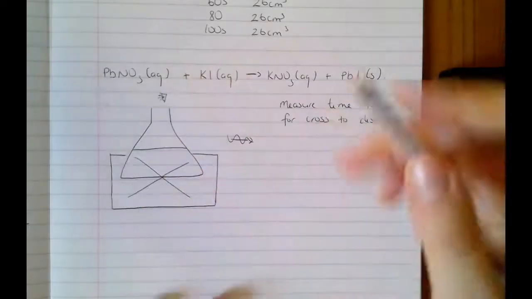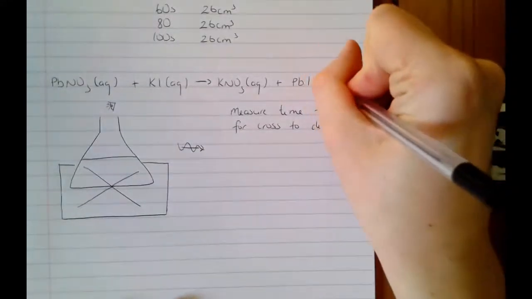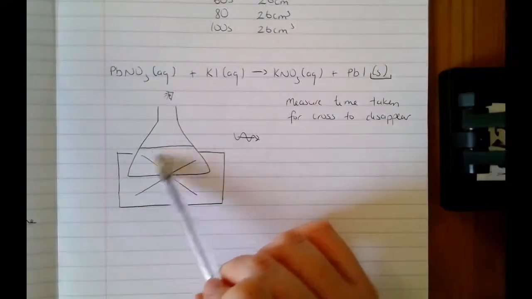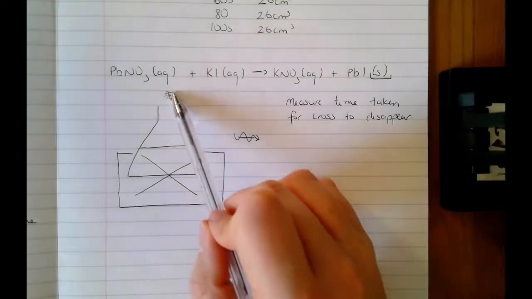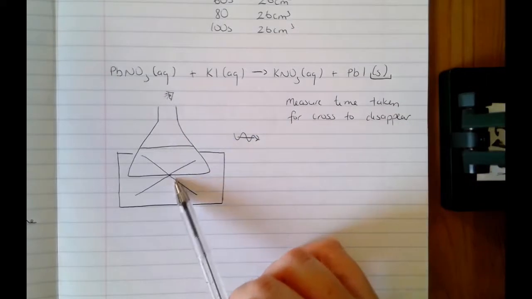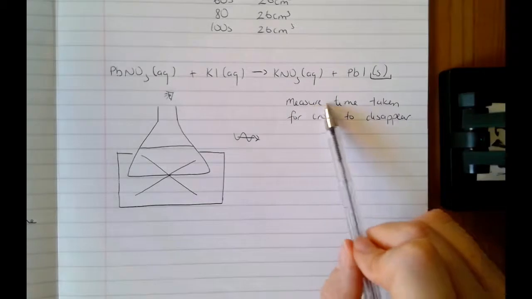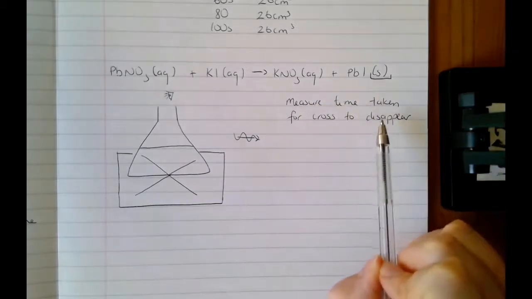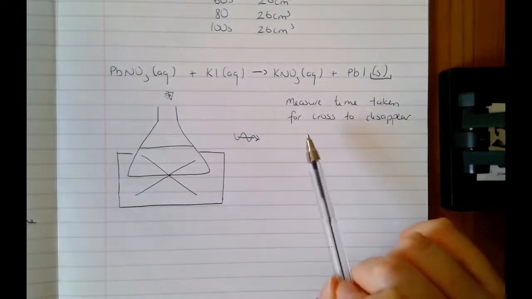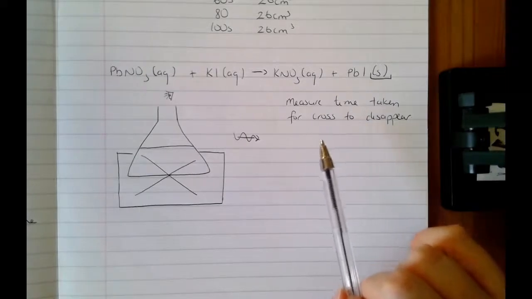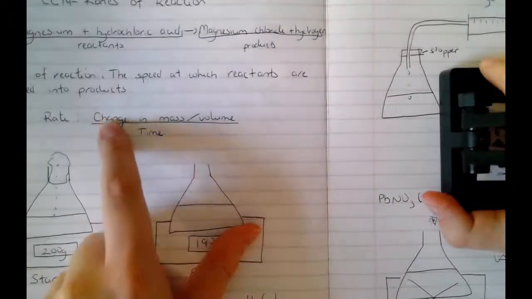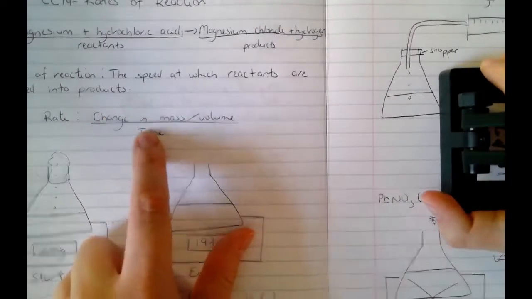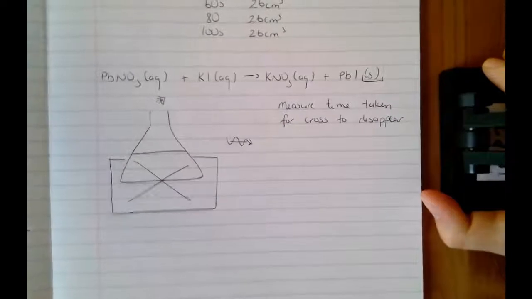But as the reaction takes place, because you are making a solid, the contents of your flask will turn cloudy. And when they turn cloudy, you will no longer be able to look down through the flask and see the cross. What you will do is use a stopwatch to measure the time taken for this cross to disappear. Now in this case, you're only taking one measurement. You're just measuring the time taken. So with just one measurement, you're not going to be able to calculate the actual rate of the reaction, because you're only just measuring how long it takes for that cross to disappear.